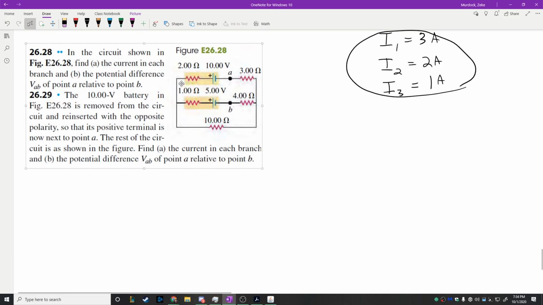All right, so that's the picture. You've got a similar circuit to the one we just did. You've got your batteries. You've got your resistors. It says, in the circuit shown, find the current in each branch and the potential difference VAB of point A relative to point B. So focus on just solving part A, and then we can discuss how you do part B. I could tell you, really what you do is you just do a loop rule, but you stop at A. And you either do it from A to B in one way or the other.